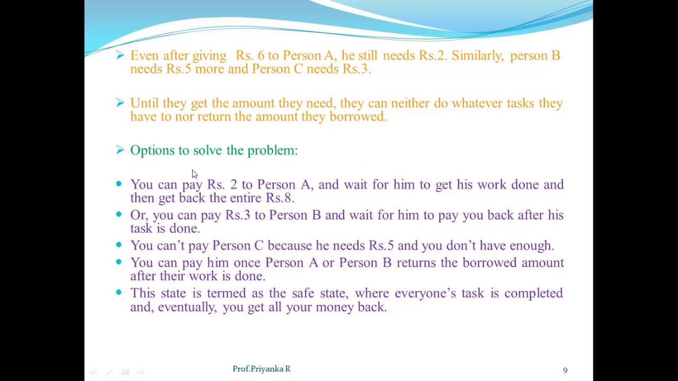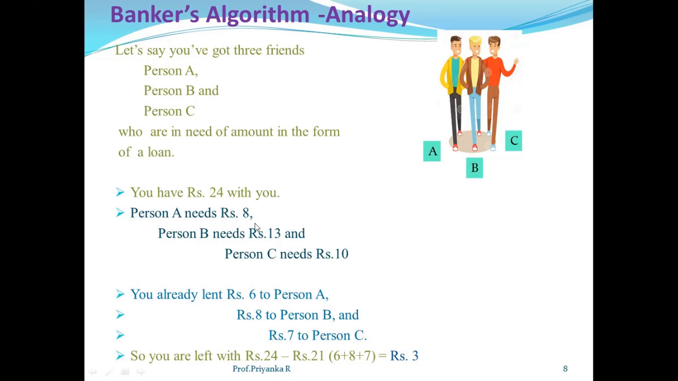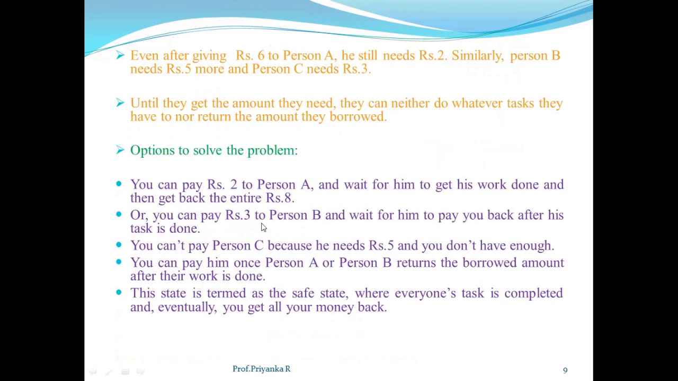So the available options to solve this problem is you can give rupees 2 to person A and wait for him to get his work done and then get back the entire 8 rupees because A needs 8 rupees. So totally you can give 8 rupees to him and get back the remaining amount so that you can satisfy person B and person C's request.